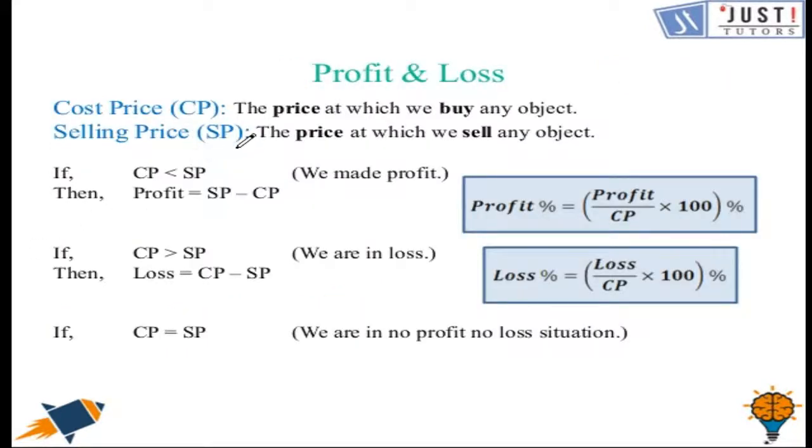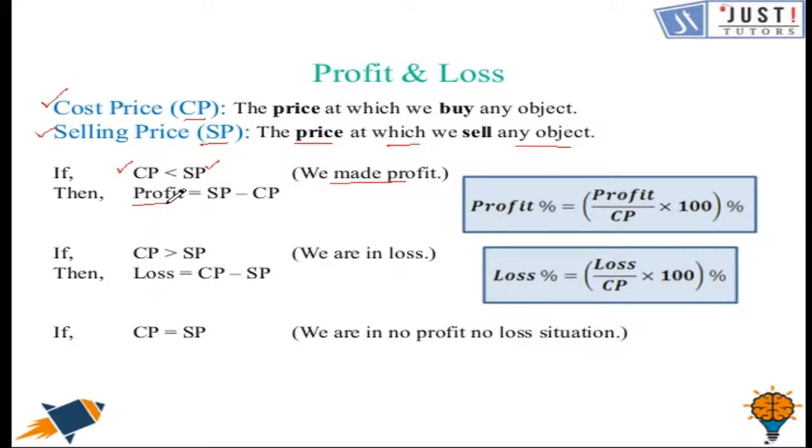Next is how to use percentages while having profit and loss. Before that we have cost price, and it is written as CP in short. It is the price at which we buy any object, and the selling price, that is SP, is the price at which we sell any object. If our CP is less than SP, it means we made profit.